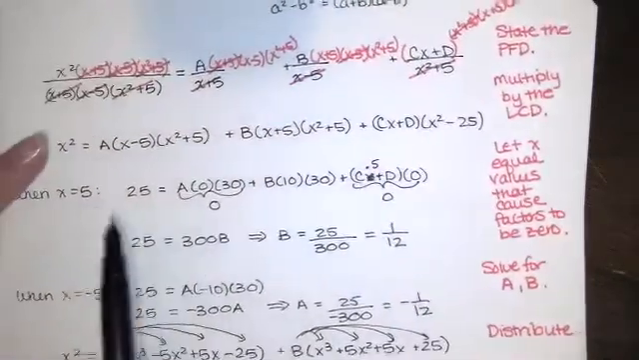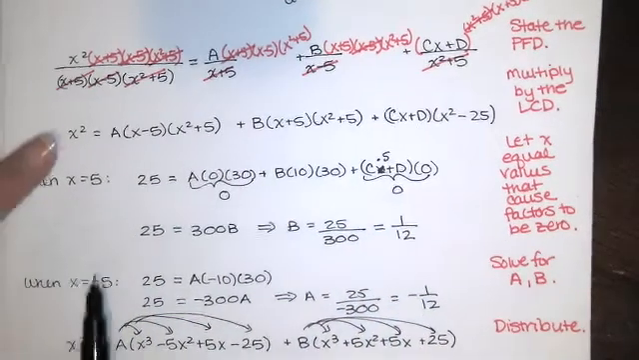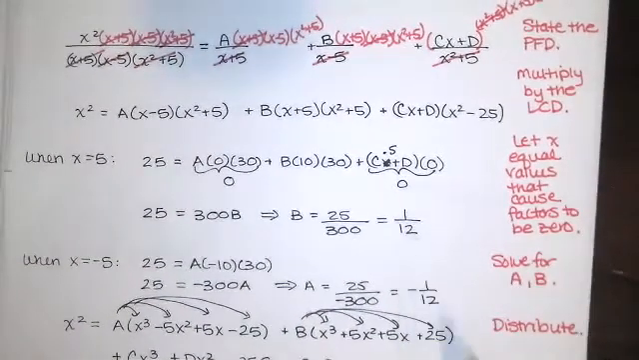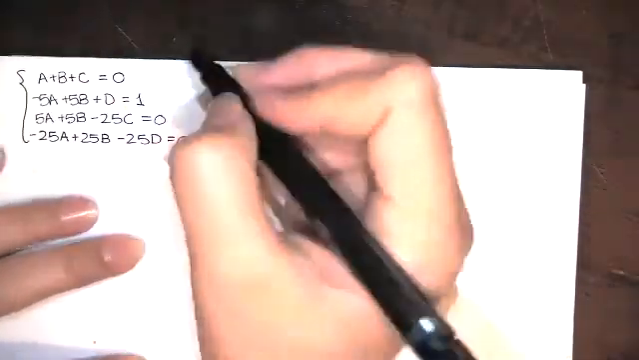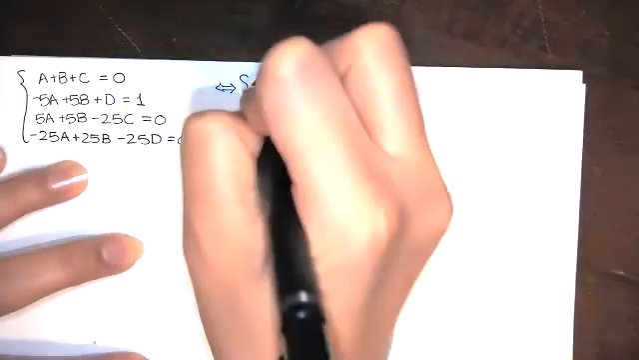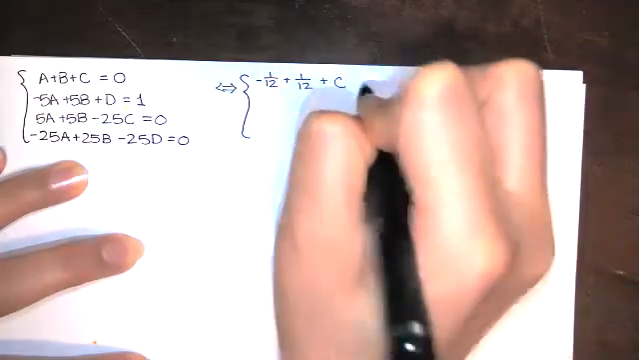But fortunately, we were able to do this earlier. When we let x equal 5, we found out that b had to be 1/12. And when we let x equal -5, we found out that a had to be -1/12. So we already know a and b. We can substitute those in over here and take our 4 equations and 4 unknowns and make that 2 equations with 2 unknowns. So a is -1/12 and b is +1/12. So we have -1/12 plus 1/12 plus c equals 0.